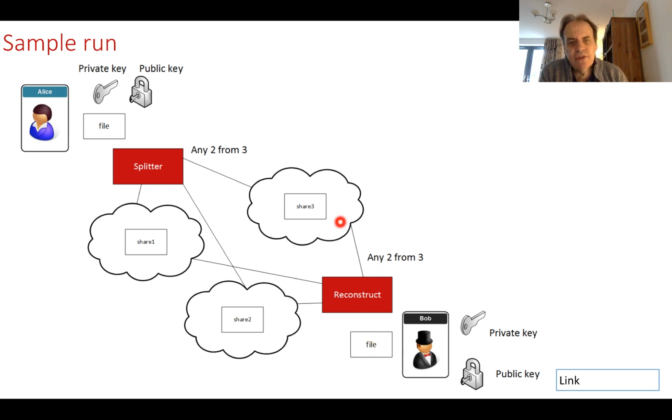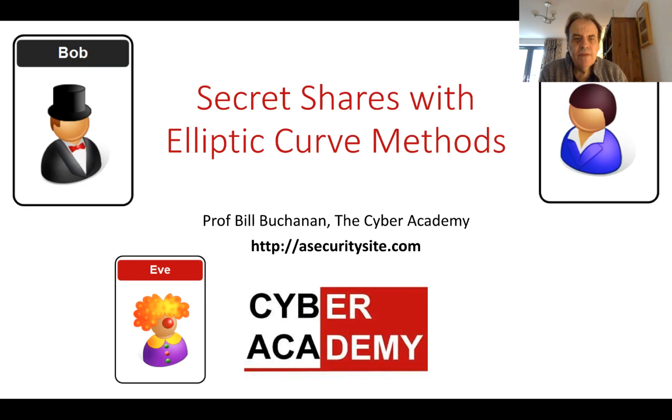So in this way we have resilience because one of the clouds could fail and we can still get the shares back. Because of the Shamir method, it's not possible to read any one share and interpret any data from it. So in this case we get almost perfect security, but we also get resilience in here. Okay, so that's been an outline of how we can use secret shares with elliptic curve methods.